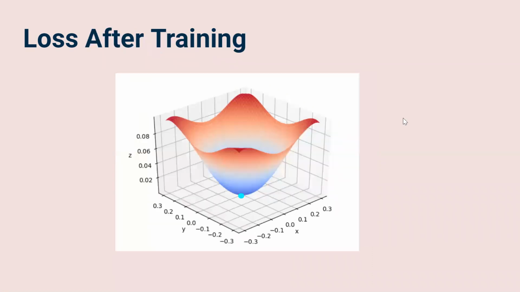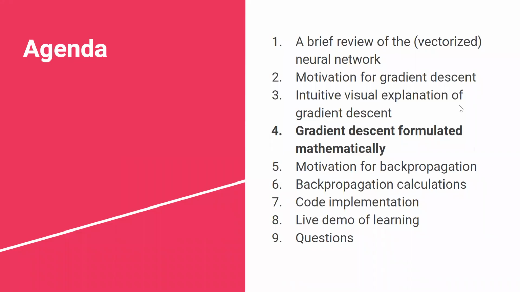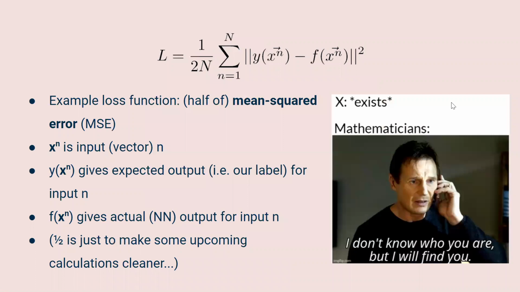All right, moving forward. So we're going to talk about why gradient descent makes sense. Why do we use the gradient? Why not some other vector?